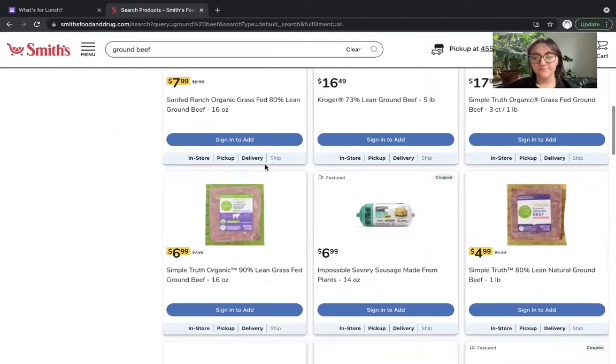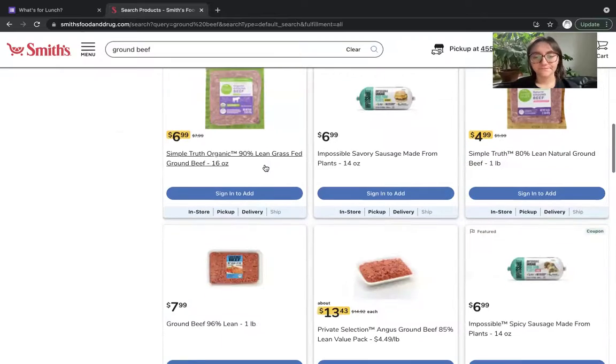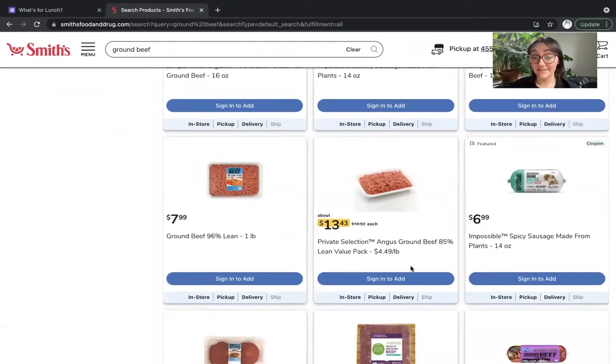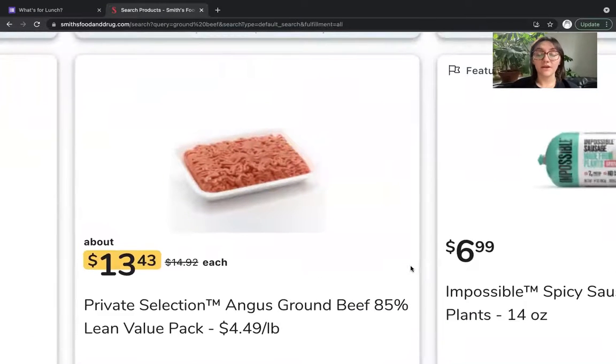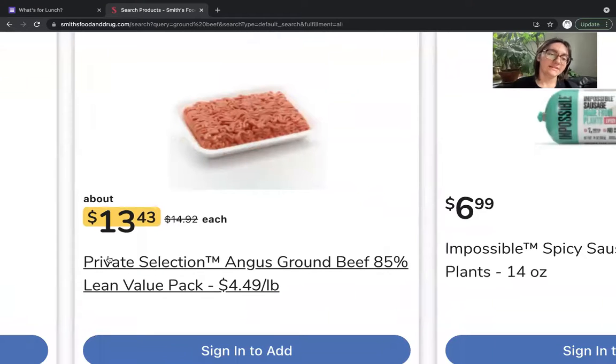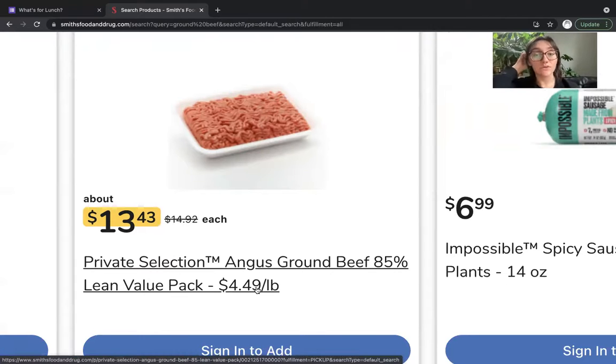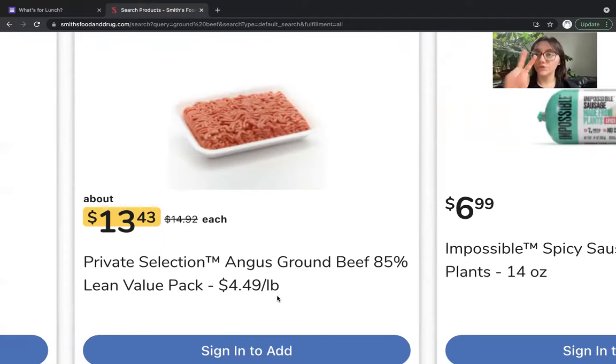There are also packages of beef that you can buy, like this, where it says Private Selection Angus ground beef, 85% lean value pack. And it says, oh, this is about $13.43 each, right? But really, if we look at it, it says it's $4.49 a pound. So if you're buying 2 pounds, it would be $4.49 two times, right?